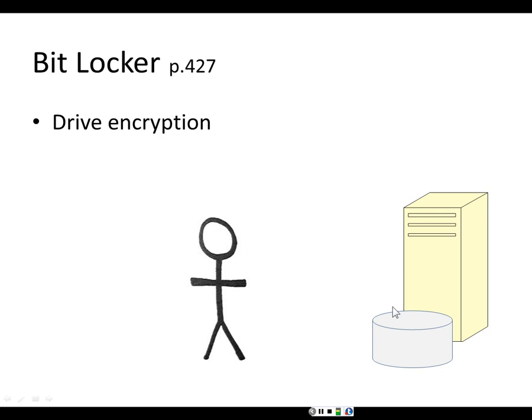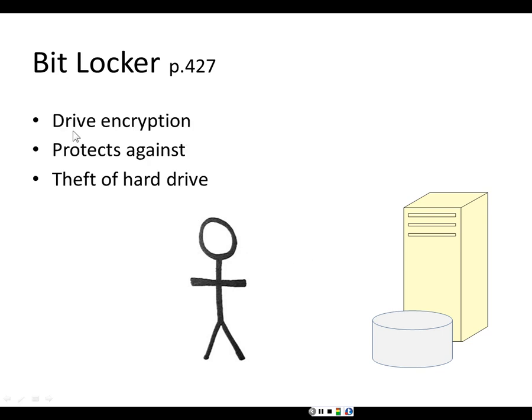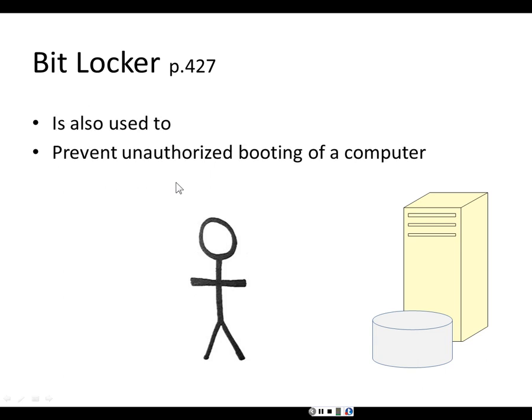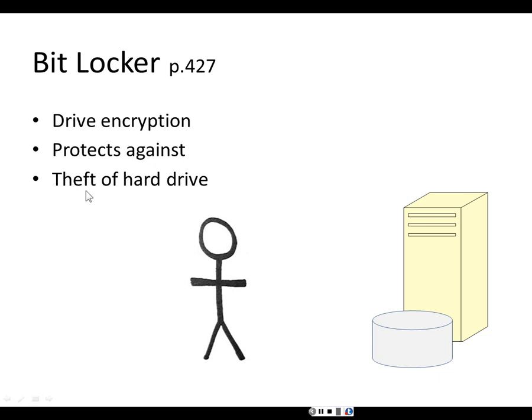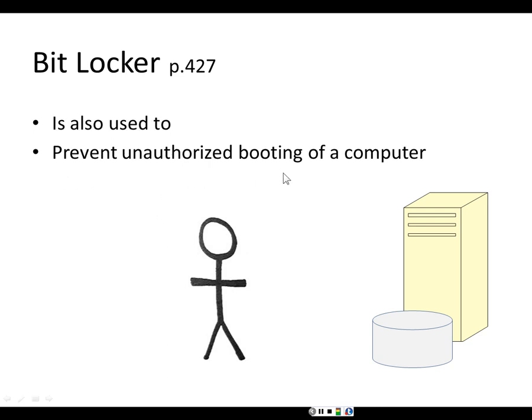So why do we use BitLocker? BitLocker protects against the theft of a hard drive. And it's also used to prevent the unauthorized booting of a computer, meaning you might have a server and you don't want just anybody to be able to walk up to it and turn it on. So you use BitLocker. BitLocker is used for 2 reasons: 1, to protect against theft of the hard drive, and 2, to prevent unauthorized booting of a computer.